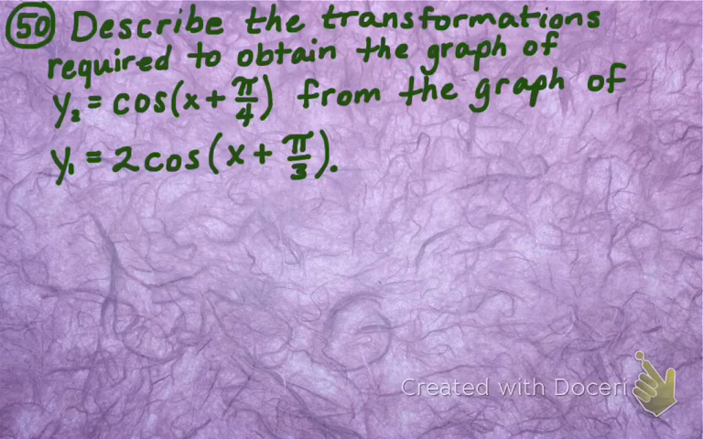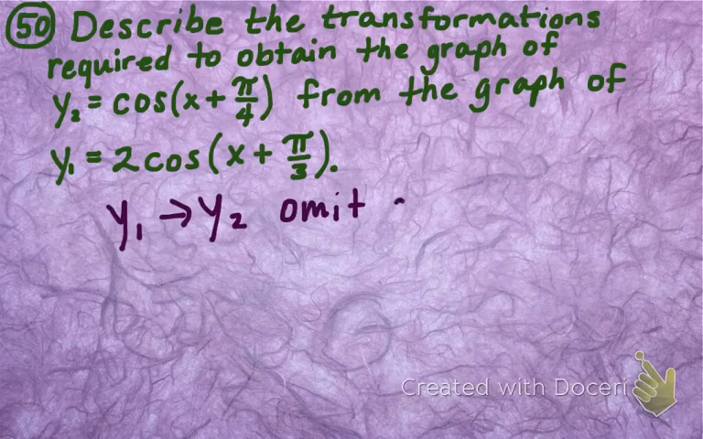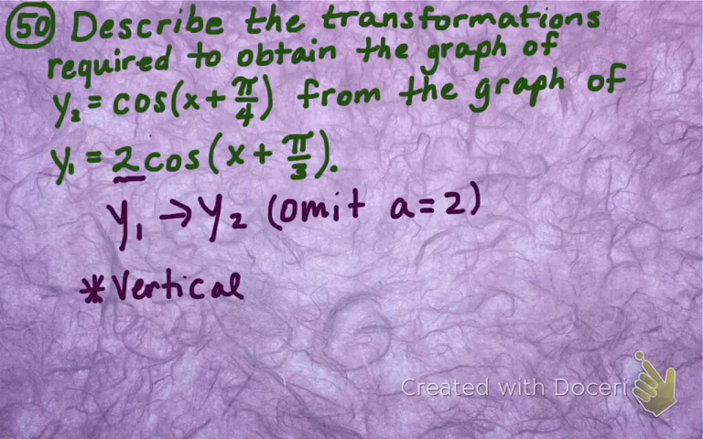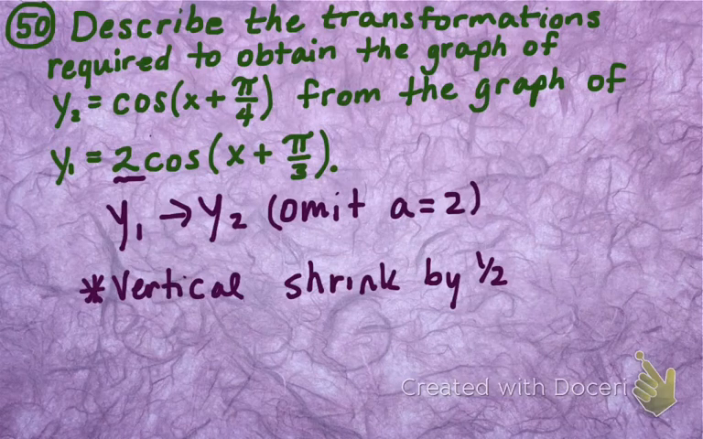So we're starting, it's like instead of having a parent graph here, we have the graph of 2 cosine x plus pi thirds. So basically, to go from y1 to y2, we have to omit the effects of having the a equals 2. Okay, so what would that do graphically? Well, the amplitude of our y sub 1 graph would have peaks at 2 and -2, and the amplitude of our y sub 2 graph has peaks of 1 and -1. So basically we're going to shrink 1 to get 2. So we would say we need a vertical shrink by 1/2. So basically we're cutting our peaks and dips in half. And remember, amplitude is just a measure of how far from the center line you are, the center horizontal.